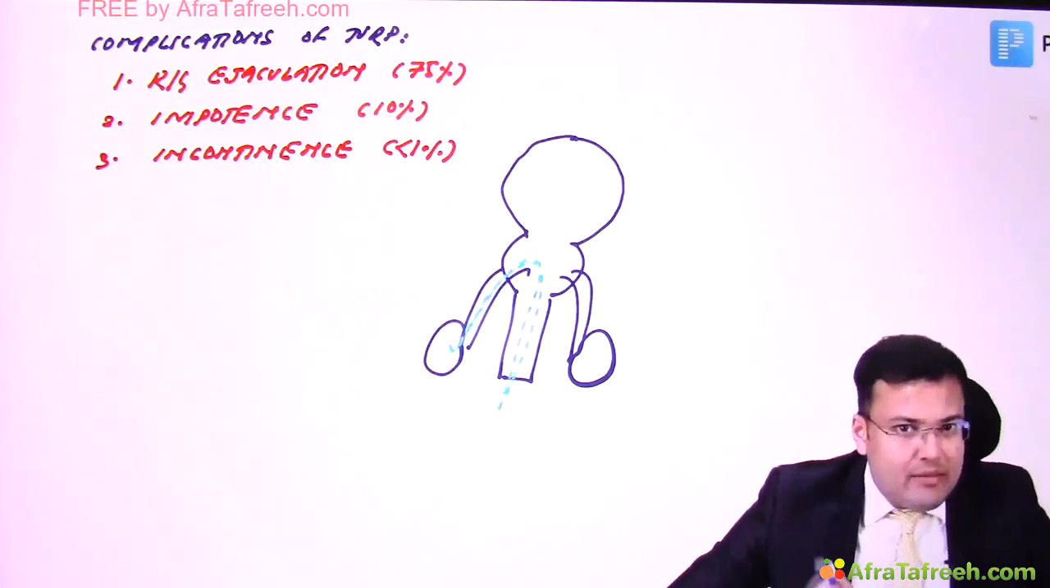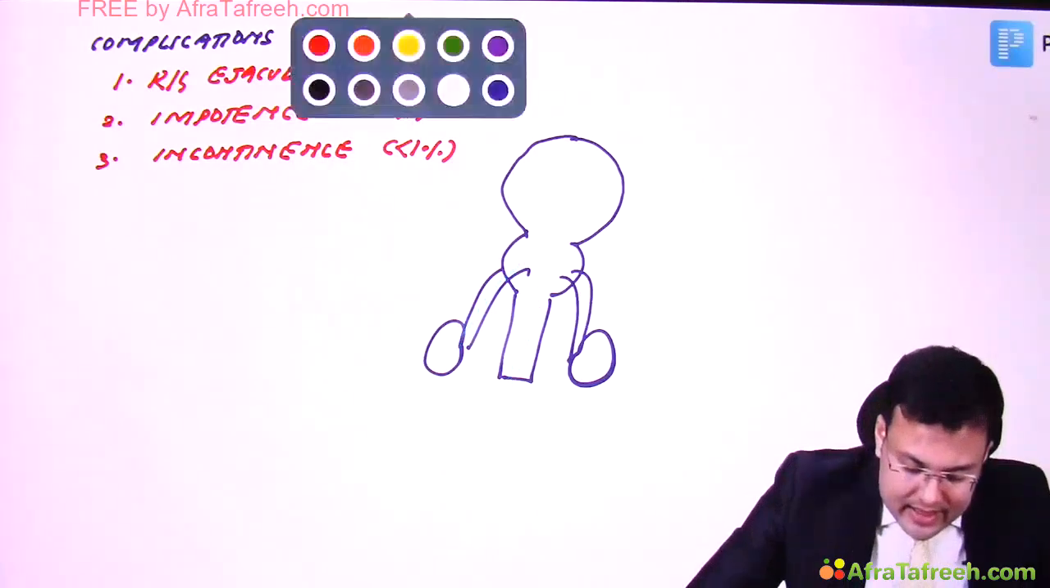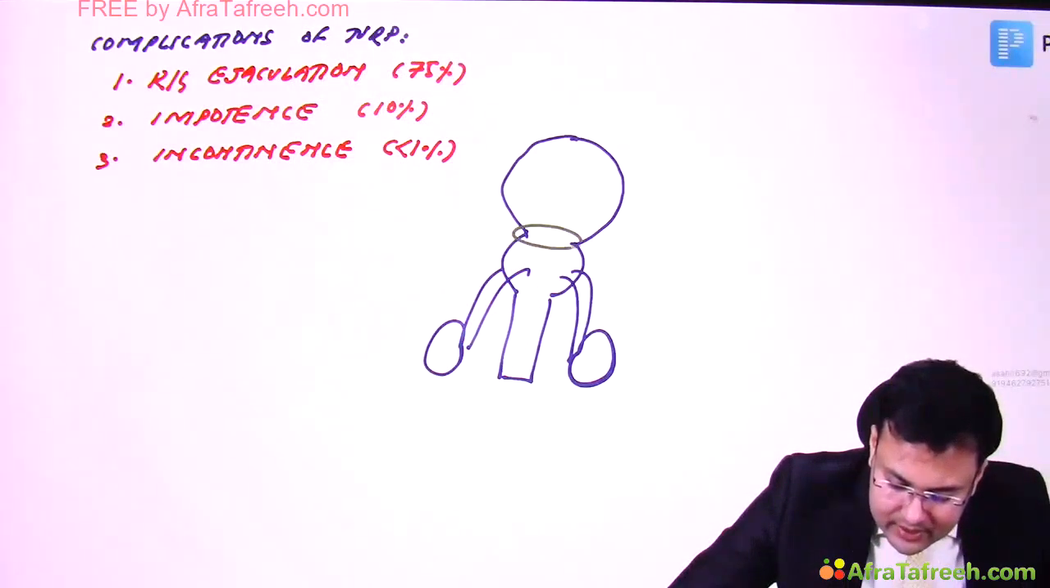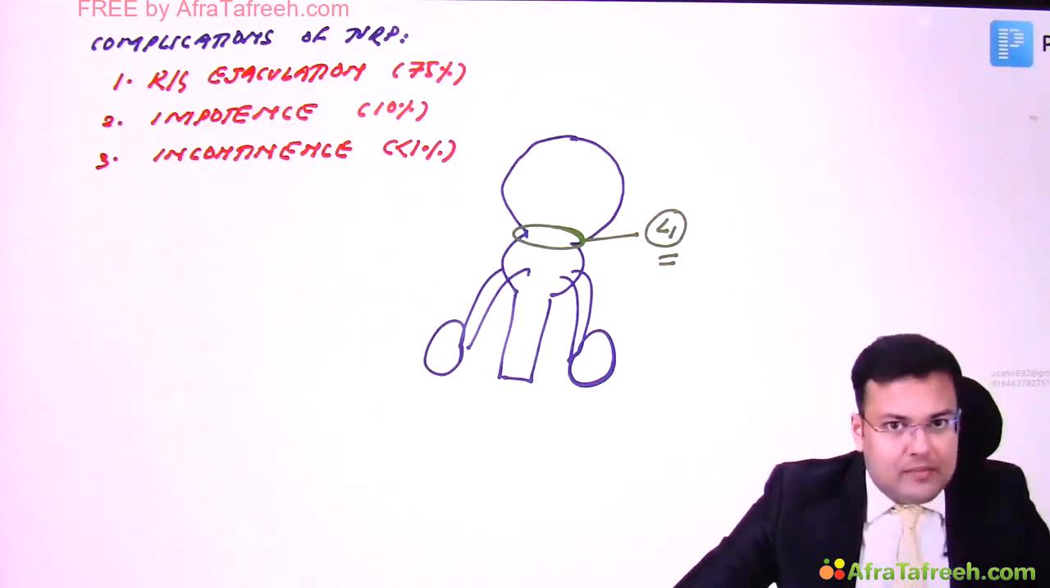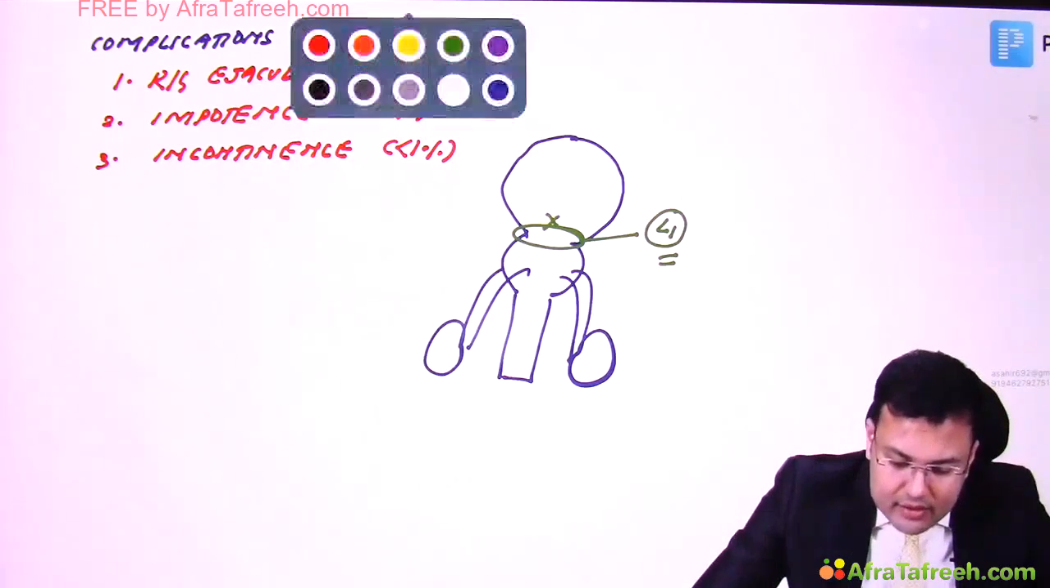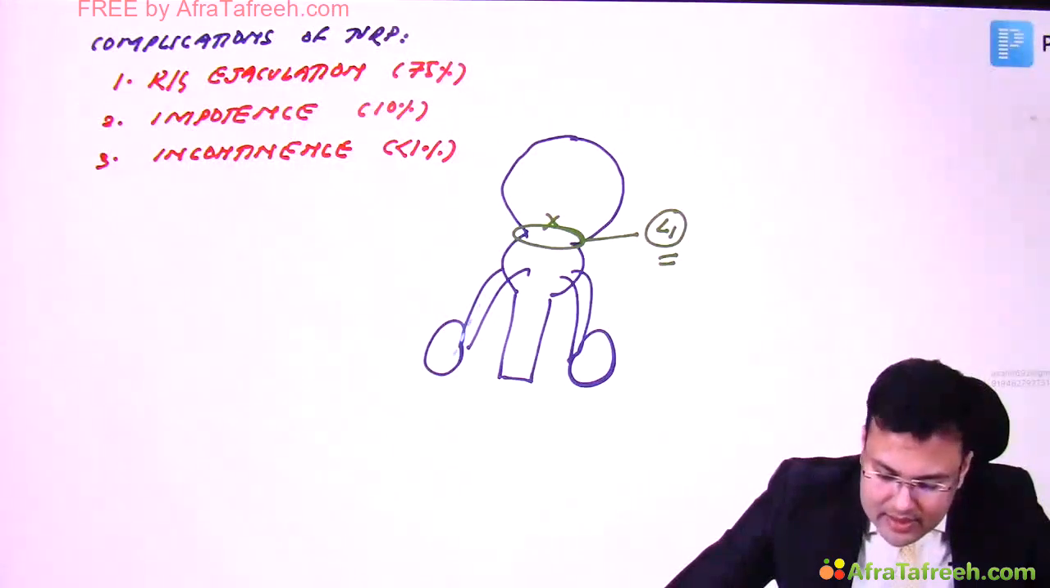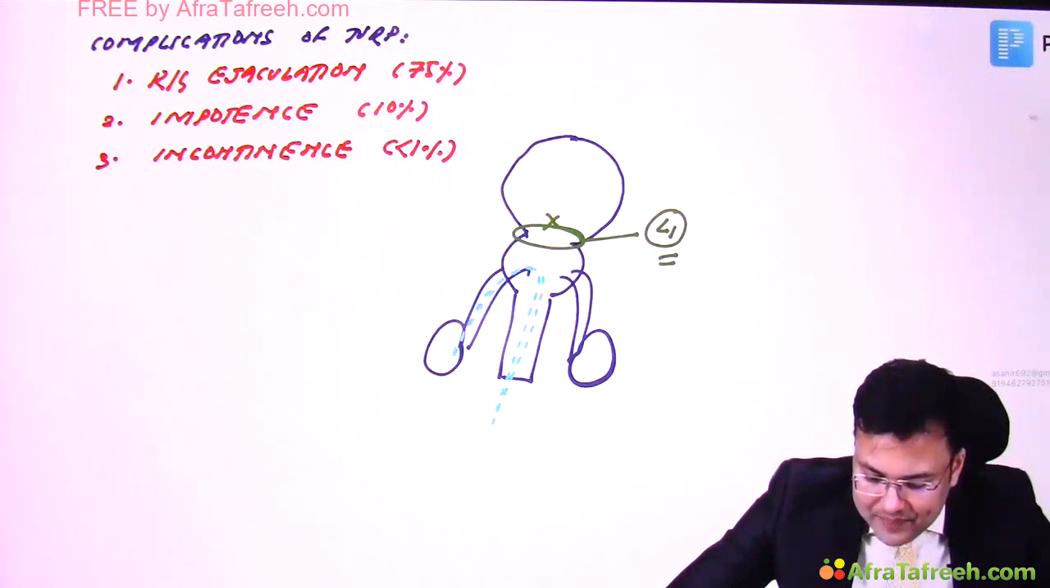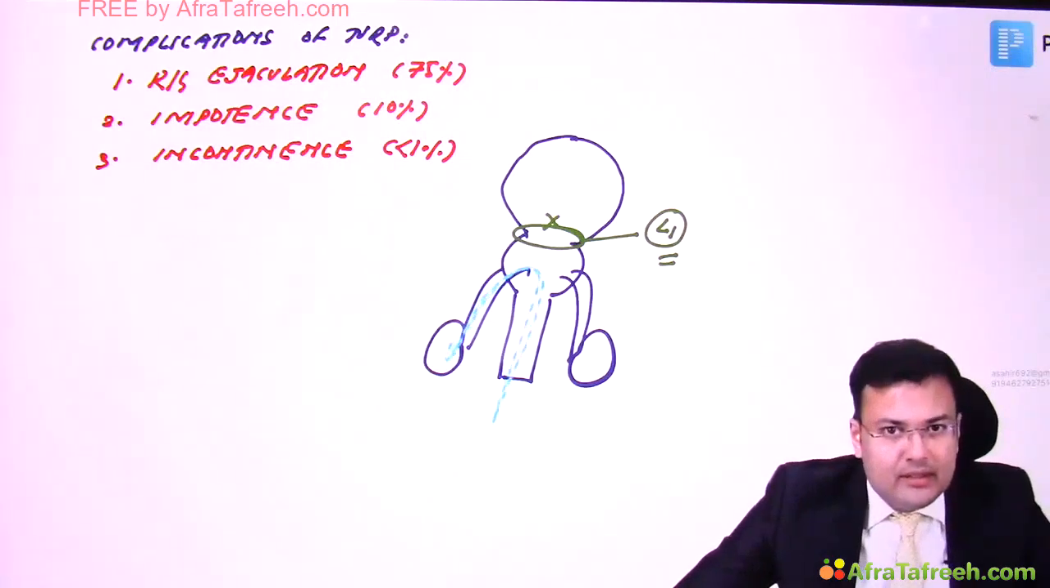What happens at the time of ejaculation? There is the internal urinary sphincter. This is under control of sympathetic ganglia, which one? L1. So at the time of ejaculation, it's closed. So it is closed, and that's why the semen is going anteriorly out via the urethra.